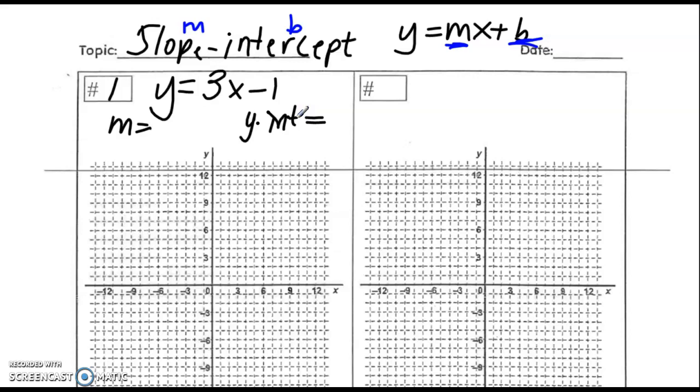So we said that the slope was whatever the coefficient in front of x. So in this case, what is the number in front of x? 3. So that's our slope. And then the y-intercept is the constant term out here being added or subtracted to our x term. In this case, we're subtracting 1, so we're going to make our y-intercept negative 1.